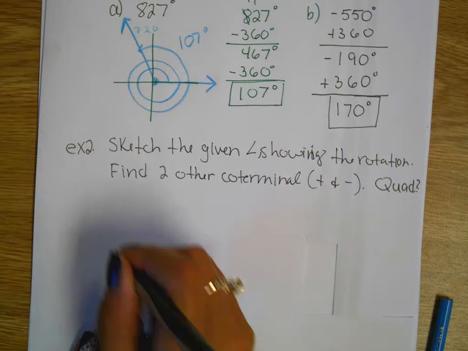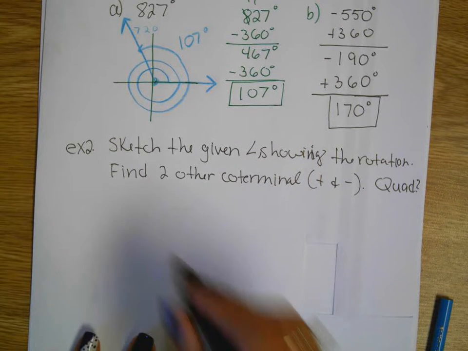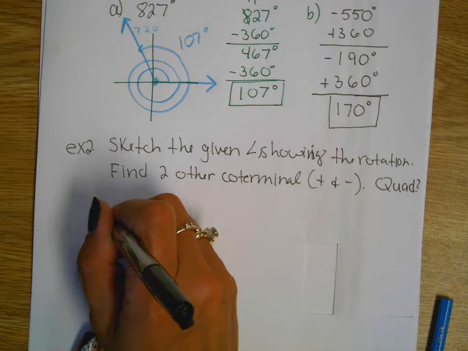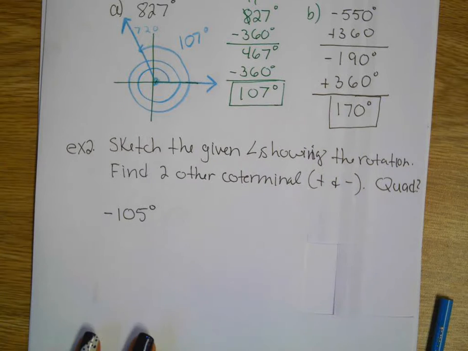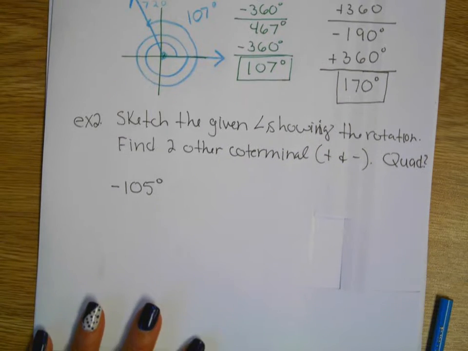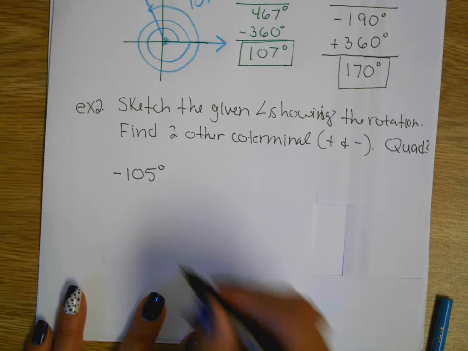And let's go with, I think we only need one. Let's go with negative 105 degrees. So first of all, can you sketch that showing the direction of the rotation? And tell me which quadrant you land in.